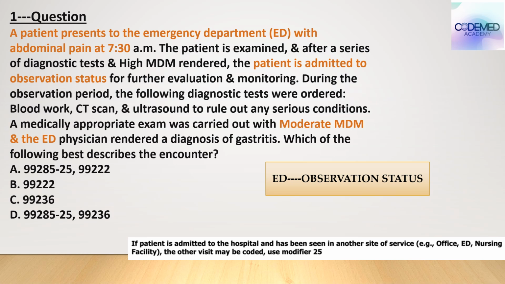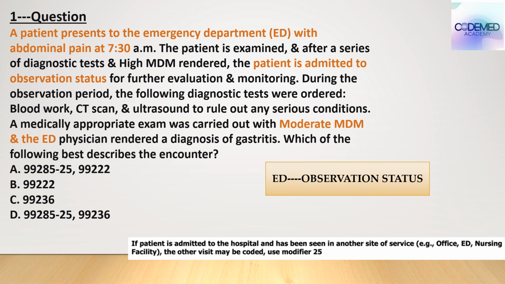A patient presents to the emergency department with abdominal pain at 7:30 a.m. The patient is examined, and after a series of diagnostic tests, a high MDM is rendered. The patient is admitted to the observation status for further evaluation and monitoring. During the observation period, the following diagnostic tests were ordered: blood work, CT scan and ultrasound to rule out any serious condition. A medically appropriate exam was carried out with moderate medical decision making, and the ED physician rendered a diagnosis of gastritis. Which of the following best describes the encounter?